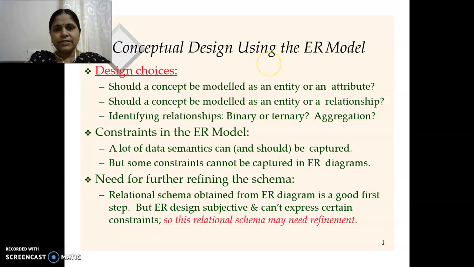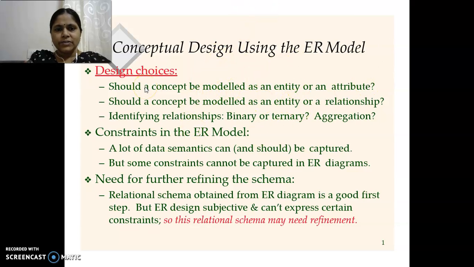In this presentation, I am going to explain about the conceptual design using the ER model. We have already seen how the ER diagrams are represented. We cannot say that the ER model is always correct based upon the entities, relationships, and attributes which we are designing. And there is a particular method for deciding how the ER model should be drawn.